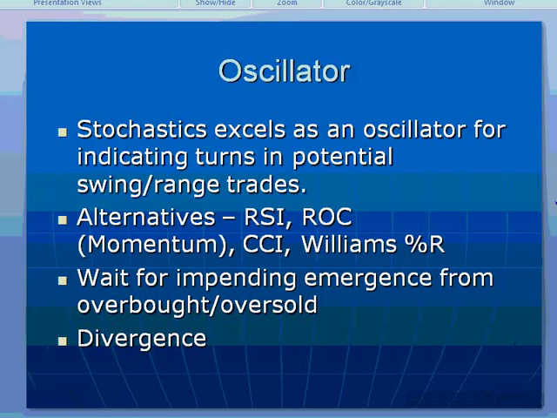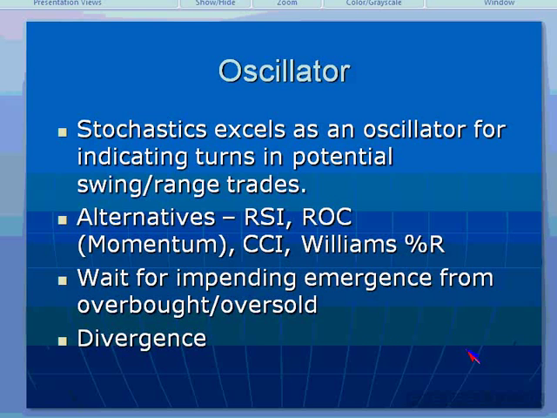And this is another one of my potential turn warnings. I use stochastics. You can use RSI, relative strength index, ROC, rate of change, or momentum, CCI, which is the commodity channel index, and I'll show you a couple of those in a second. What I just mentioned, I'm waiting for impending emergence from overbought or oversold, and also divergence. Bollinger Bands can also be used as confirmations of potential turns within ranges, although, for me, they're not as reliable as other indicators.